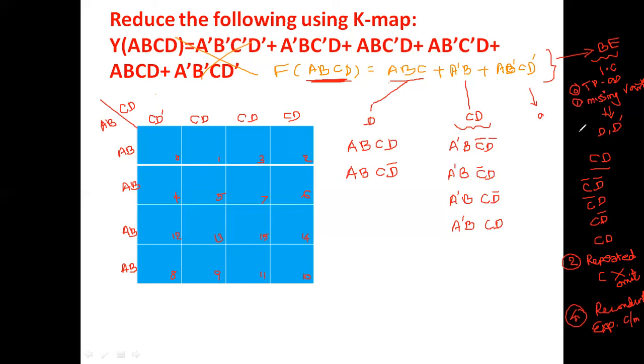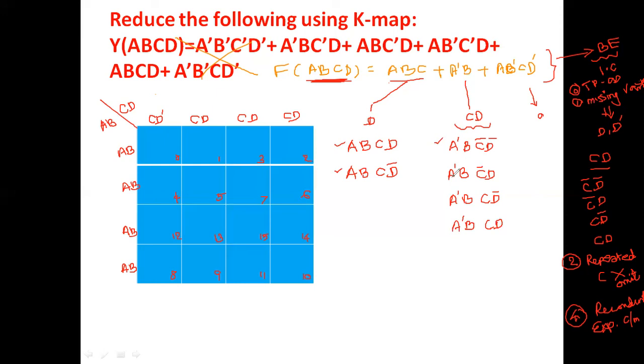After that, find out if there is any repeated term in this expression. So A, B, C, D here, is it anywhere else? No. Then A, B, C, D bar, is that there or not? You have to check. No. So you have to consider this one and this one. And then A bar, B, C bar, D bar. A bar, B is not repeated anywhere, so you can consider this.